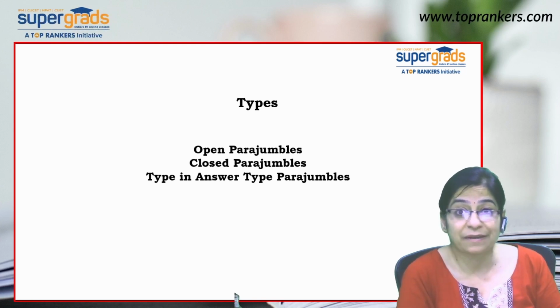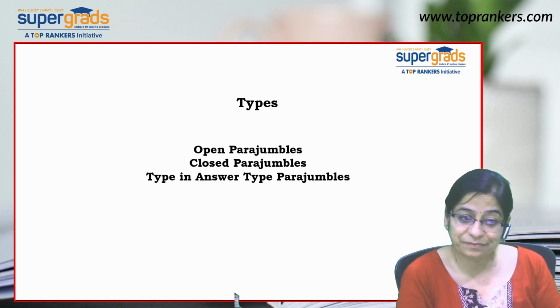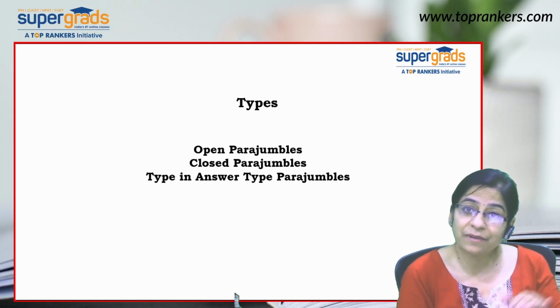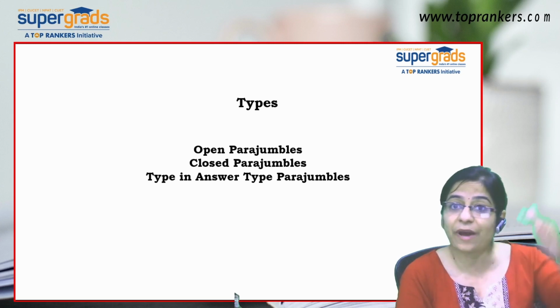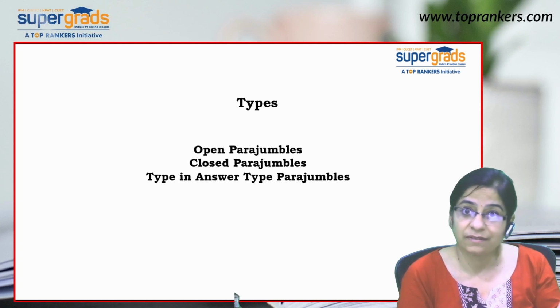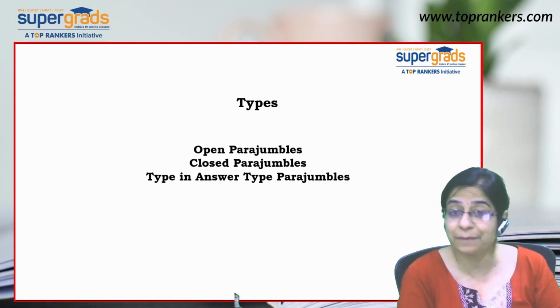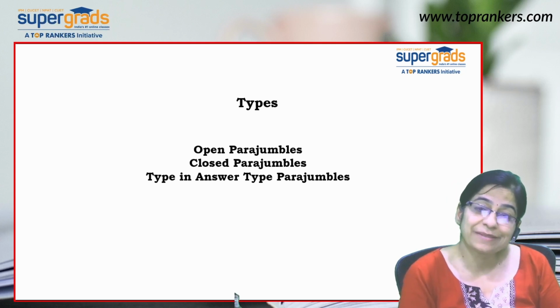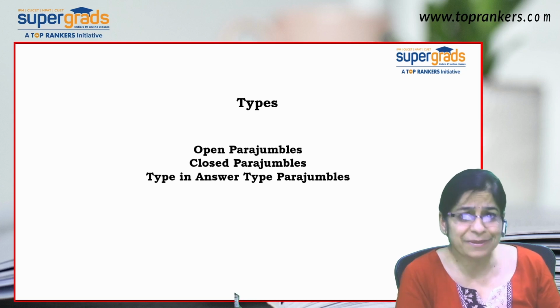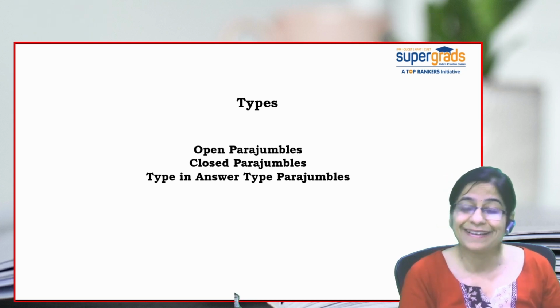Then comes the most dreaded of all, the type-in answer type parajumble. Here, the multiple answer choice options are missing, so you have to work around the parajumble, think of the answer, and type it in. Hence the name type-in answer type. Now we will take a look at some strategies that will actually help you get the answer right. And trust me, these work 100%. Now let's take a look.